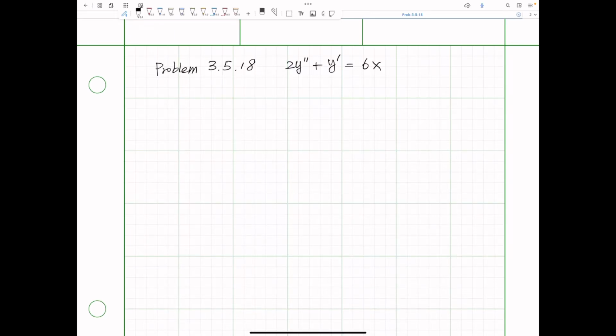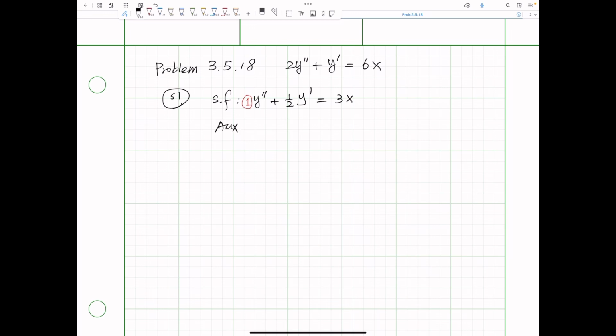3.5.18. Solve the differential equation by variation of parameters. In class, we talked about 5 different steps to solve this problem. So let's go through those 5 steps. Step number 1. We need to put it into standard form. So standard form is y double prime plus 1 over 2 y prime equals 3x. So basically we want to make this coefficient to be 1.